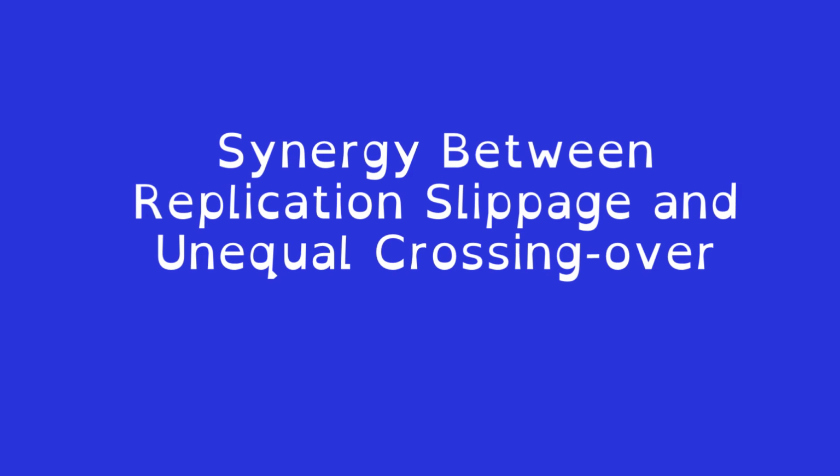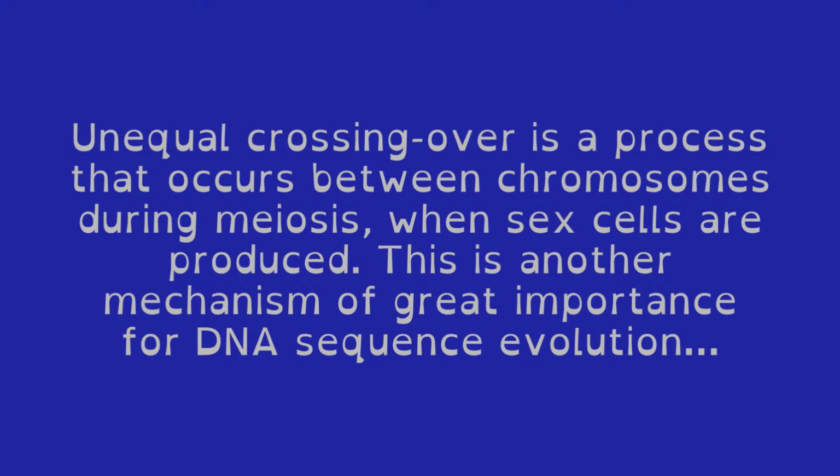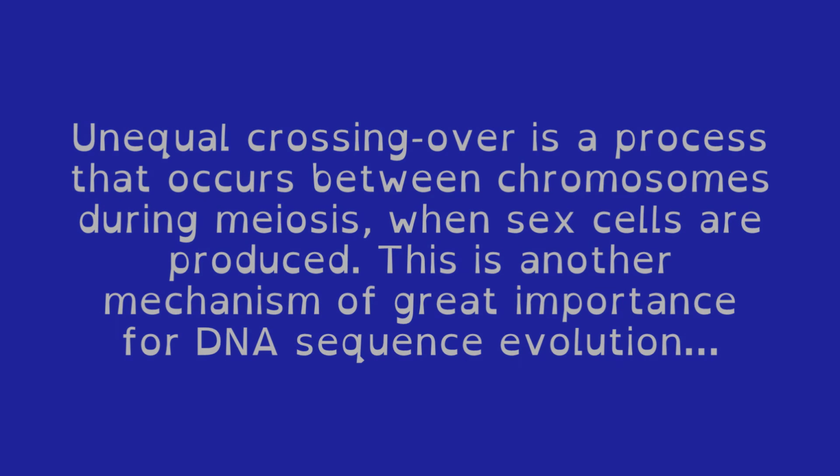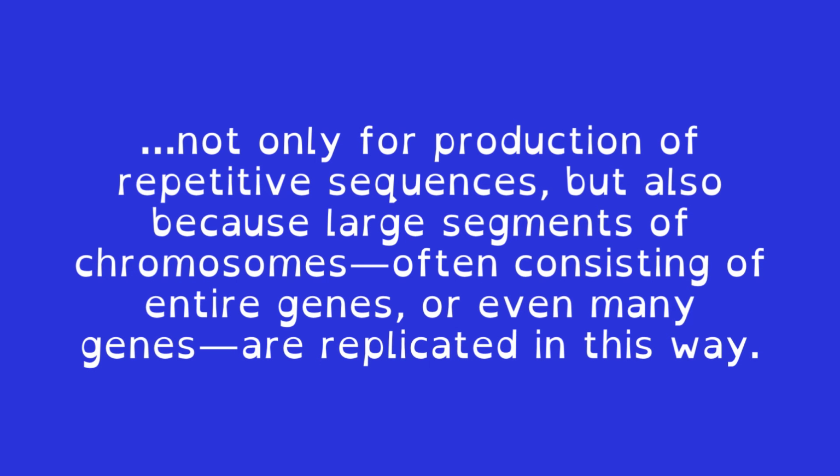Synergy between replication slippage and unequal crossing over. Unequal crossing over is a process that occurs between chromosomes during meiosis when sex cells are produced. This is another mechanism of great importance for DNA sequence evolution, not only for production of repetitive sequences, but also because large segments of chromosomes, often consisting of entire genes or even many genes, are replicated in this way.